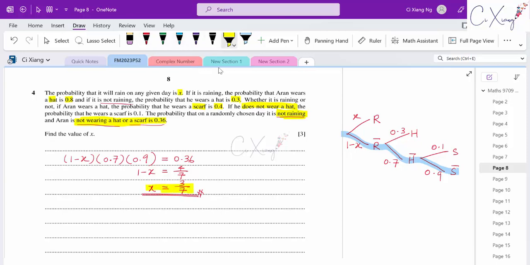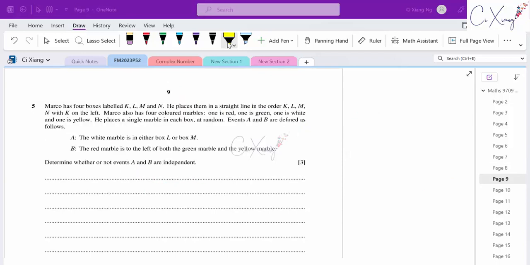Alright, if you want to complete the whole tree diagram, it will be very large. So if you want to save time, maybe you can try focusing only on the not raining, not wearing a hat or scarf outcome here. Right, so this is how we answer question number 4.